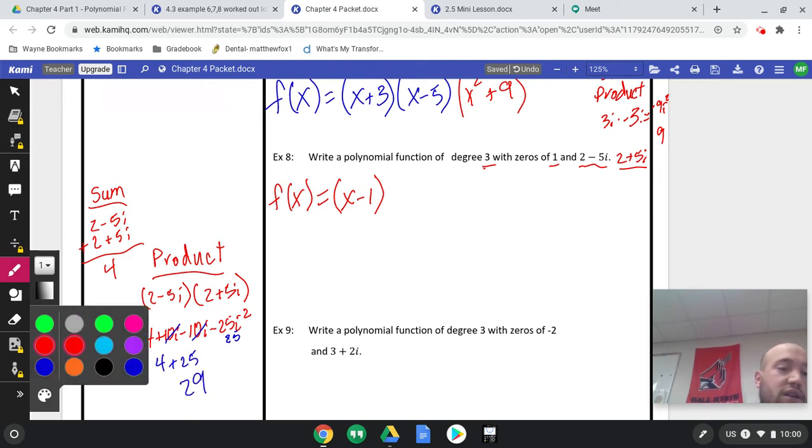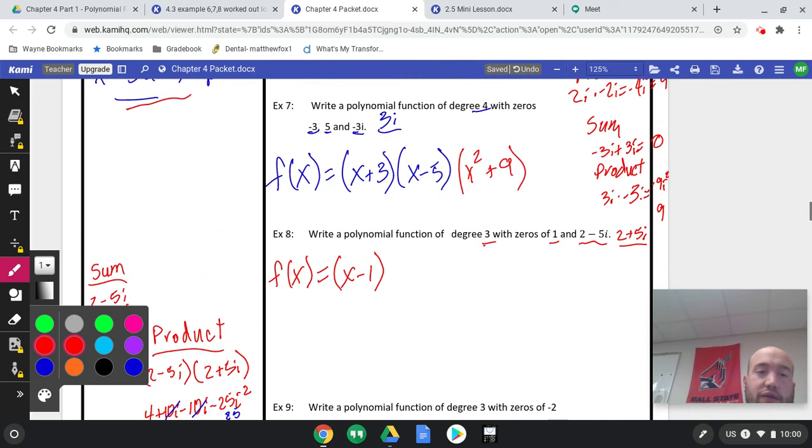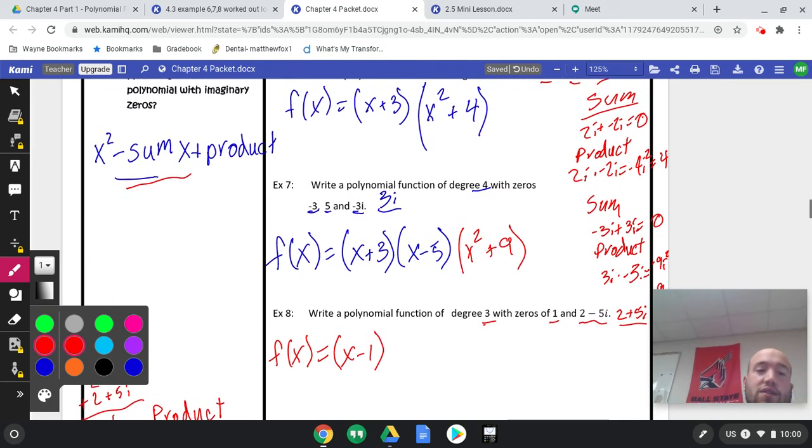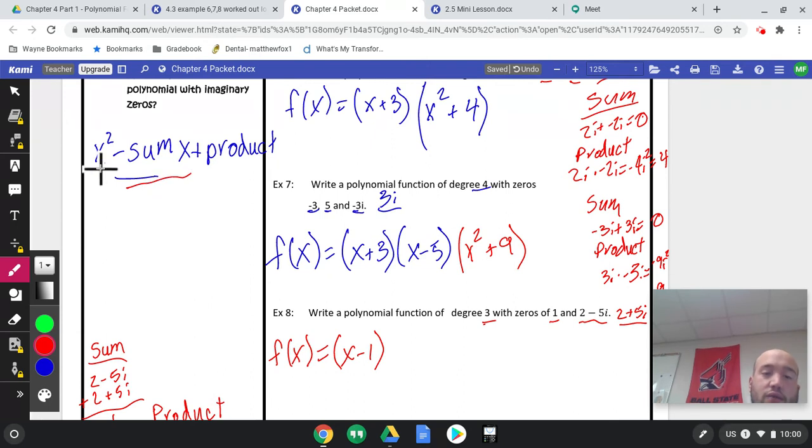Okay, now we need to write it using our formula from up here. So always have this formula handy. We know it's going to be x squared minus whatever the sum was, which in our case was 4, times x. Okay, and then the product we have to add on at the end, which in our case was plus 29.